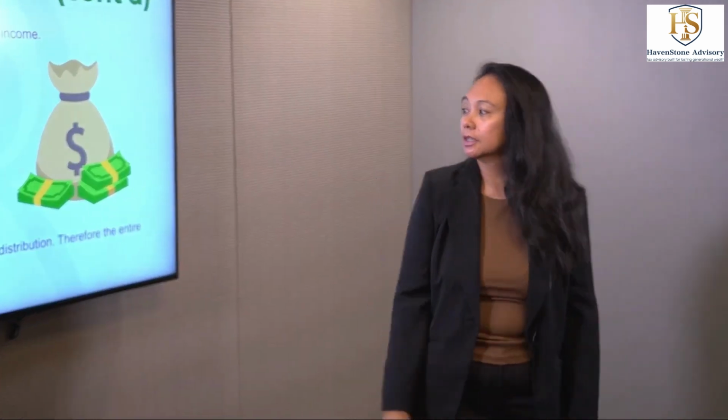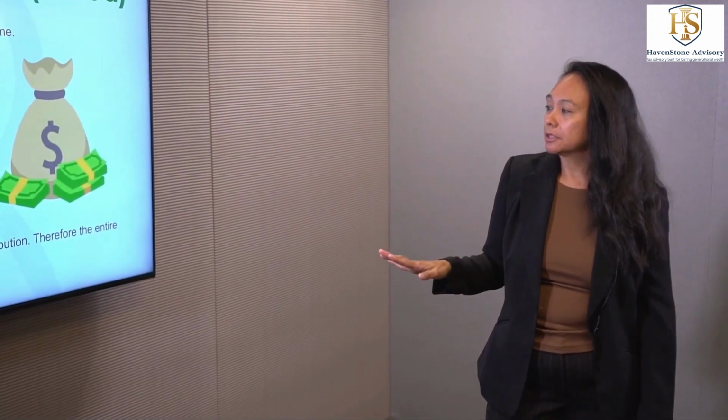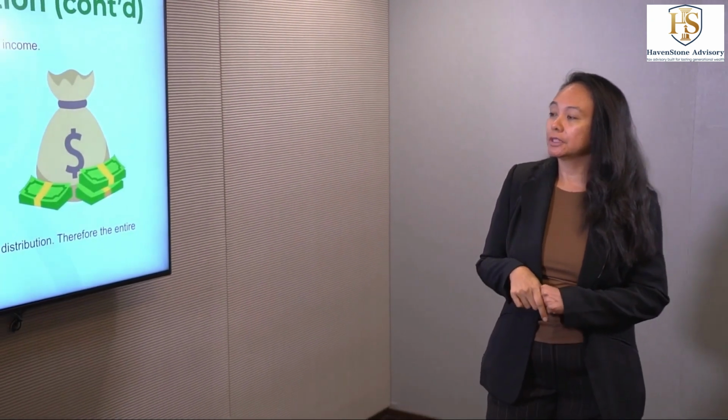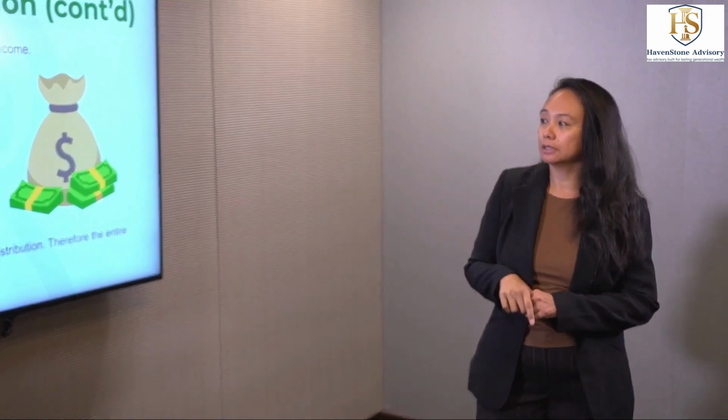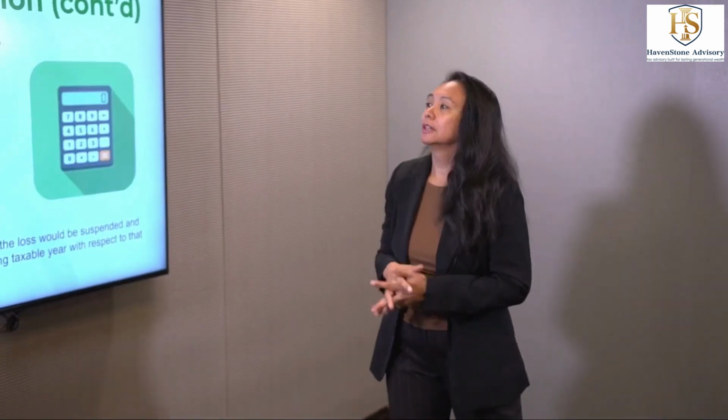Then we're going to reduce by distribution. Thankfully, he has basis, so we're still positive. We're positive $3,100. Johnny has adequate stock basis to take the distribution. Therefore, the entire $12,000 distribution is non-taxable.